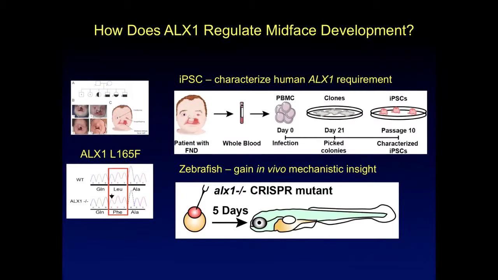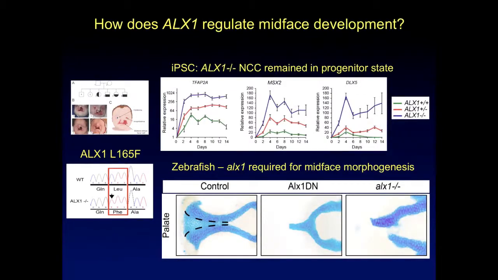Next slide. We're at time. Okay. So in brief, then we were able to model the phenotype in the zebrafish so that we can ablate the frontonasal process, which is regulated by this ALX1 gene. And we also show from the neural crest cell studies that these cells actually remain in the progenitor state. Next slide.